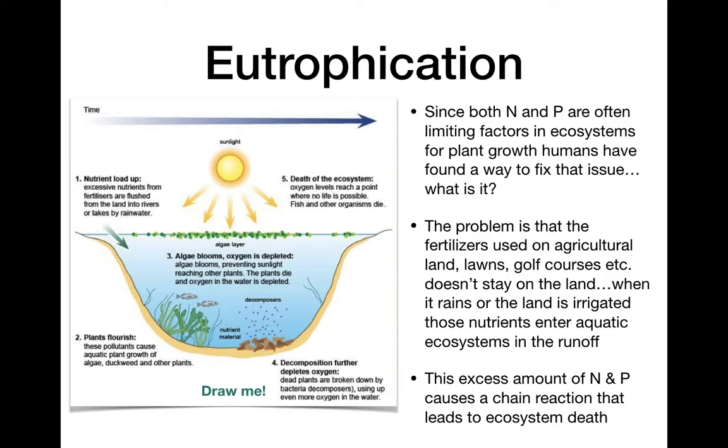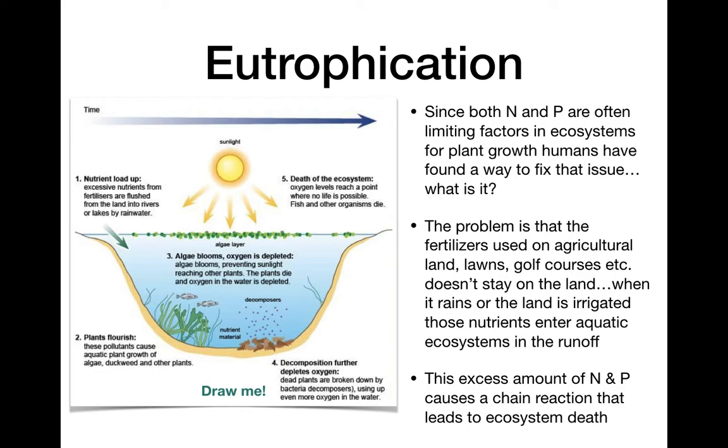Okay? So the process is we have excess nutrients from fertilizer being flushed from the land into rivers or lakes by rainwater. So that's the runoff. Runoff is taking nutrients from fertilizers into the water. Then the next step that's going to happen is plants are going to flourish. Those nitrogen and phosphorus molecules, the fertilizer, will help aquatic plants grow a lot. We have duckweed, we have algae, other plants are going to grow a lot, which seems like a good thing.